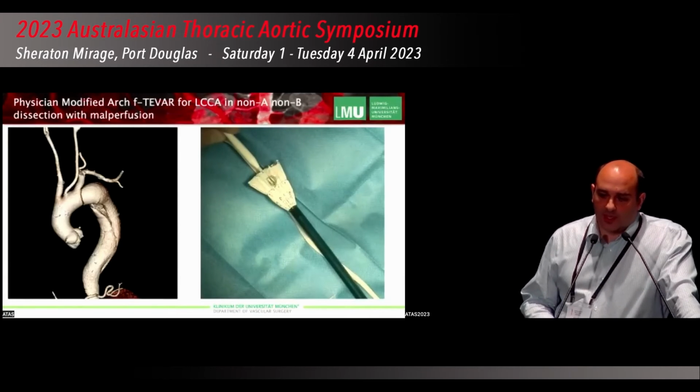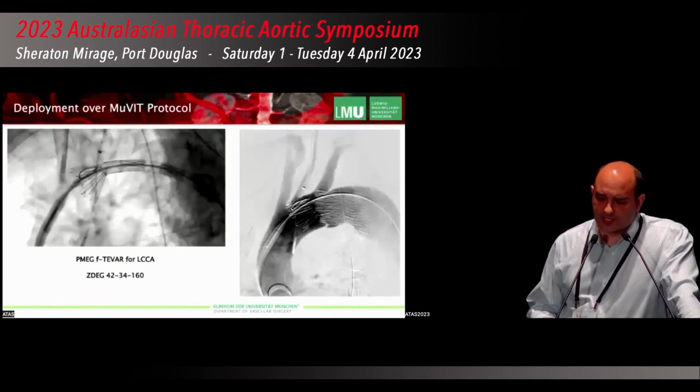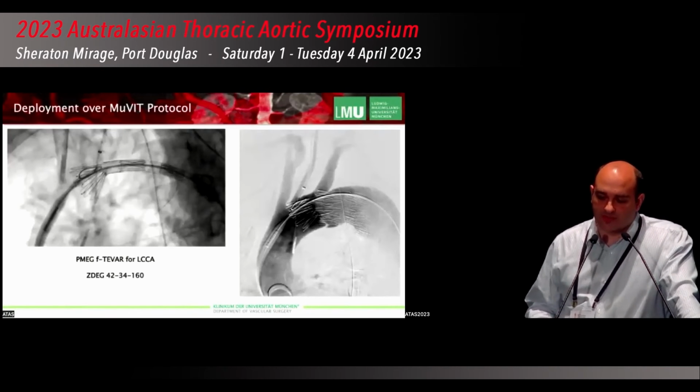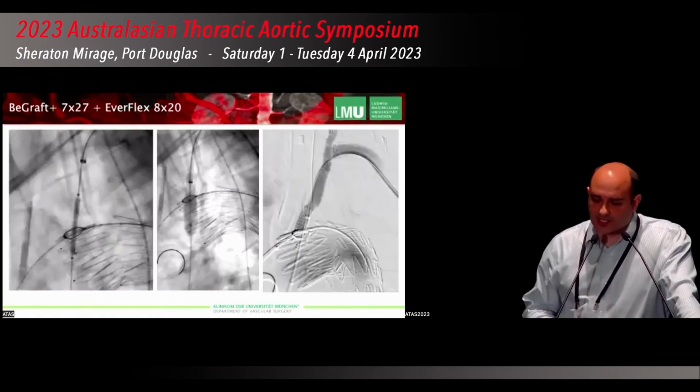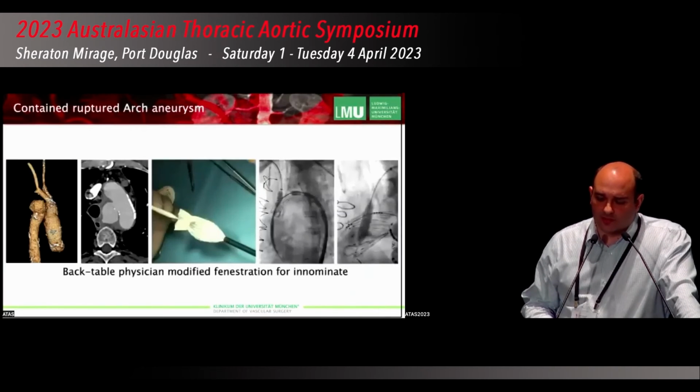You can also work, of course, with physician modified grafts in emergencies. There's a patient where we had no graft in place. We did a surgeon modification for the left carotid artery for a non-A, non-B dissection with malperfusion in the visceral vessel, and we were able to orient that properly. That's the most difficult part when you don't have a CMD device with all the nice characteristics. This worked out fine in this case, and we were able to deal with this patient.